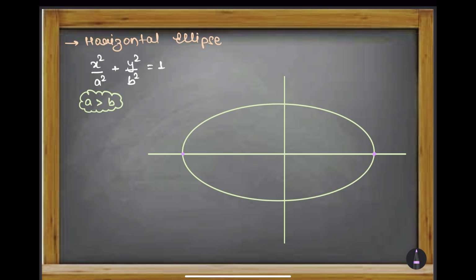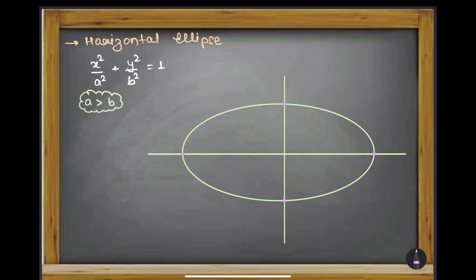Okay, this is also vertex. Here x component is 0. So if x component is 0, it will become 0, and then y square will be equal to b square. Then it will become 0 comma b, and it will become 0 comma minus b. So I hope you got your vertex done.